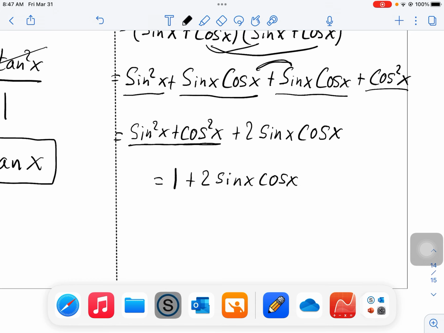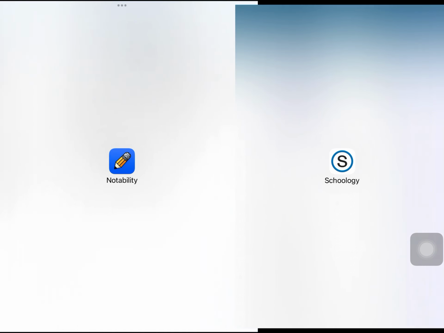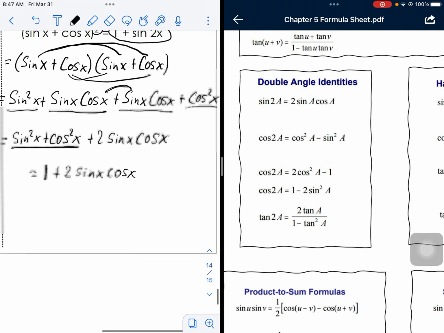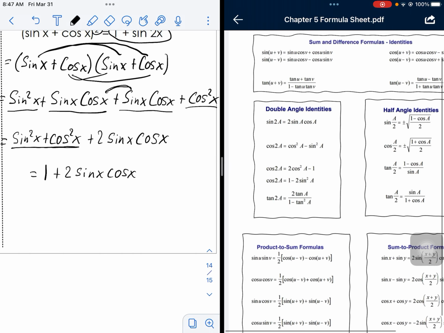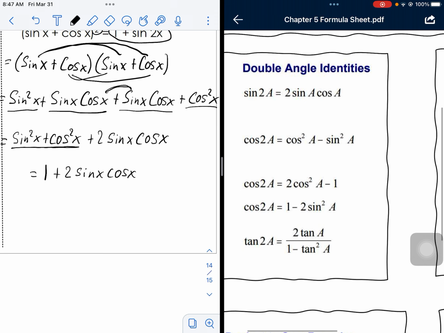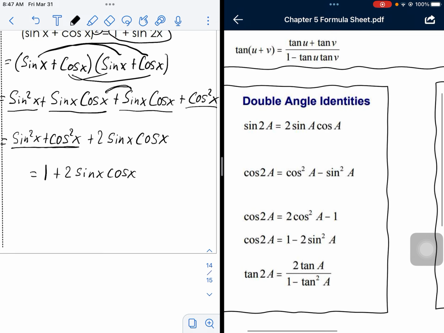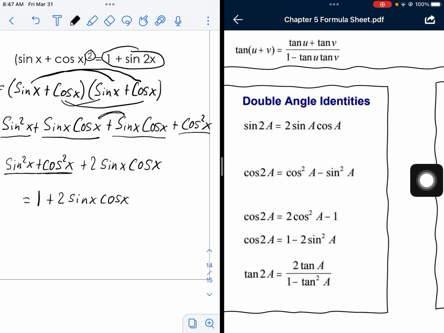Now if I pull up my formula sheet, plus 2 sine, we see that one right here. That is the same as sine of 2a. And I kind of had a hint as to that because if we look up here, we're trying to get to sine of 2x. So then the final answer is 1 plus sine 2x. And that's what we were trying to prove.